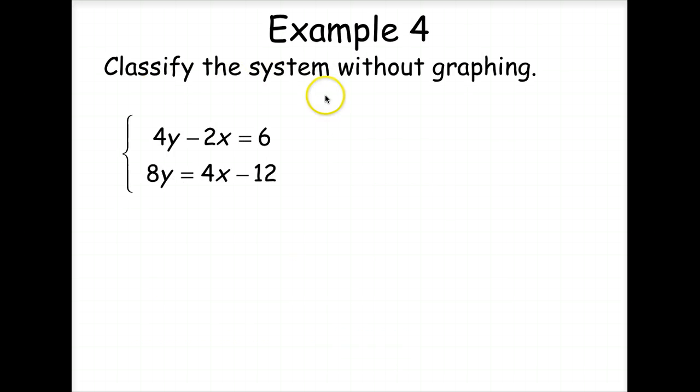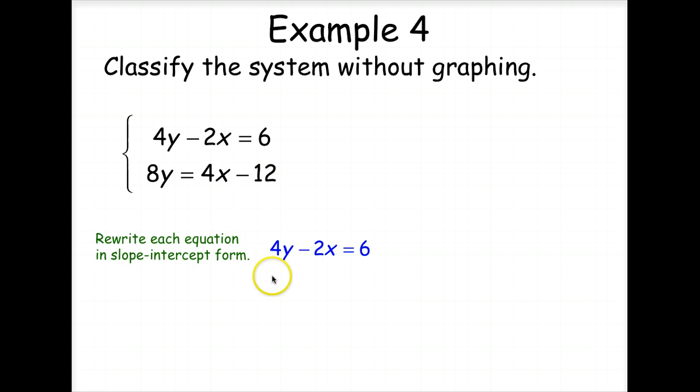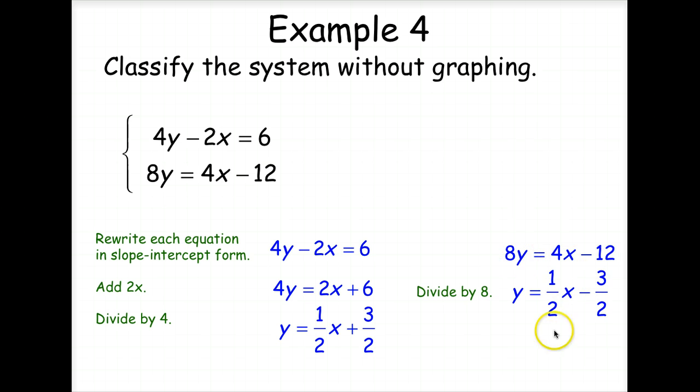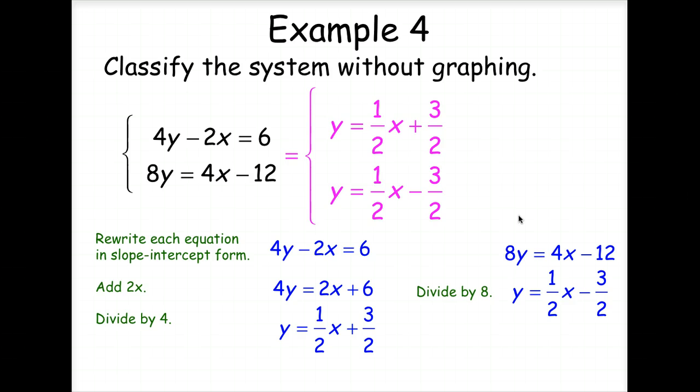Okay, so let's classify this system without graphing. So let's write each equation in slope-intercept form. Of course, we're going to add 2x to both sides, then divide every term by 4. On the second equation, we're going to divide every term by 8. So let's look. Same slope, different y-intercept. What does that tell you? Why, they're parallel lines, aren't they? So they are inconsistent. They will never, ever cross.